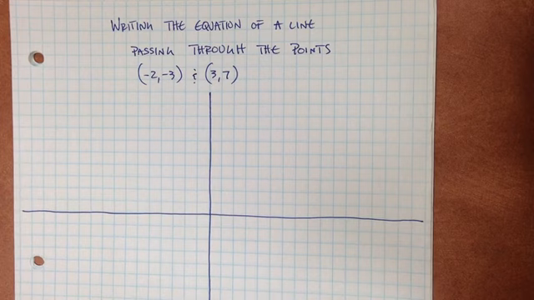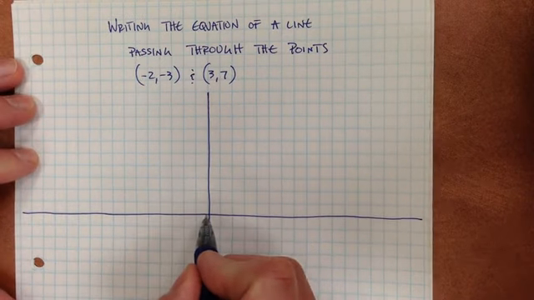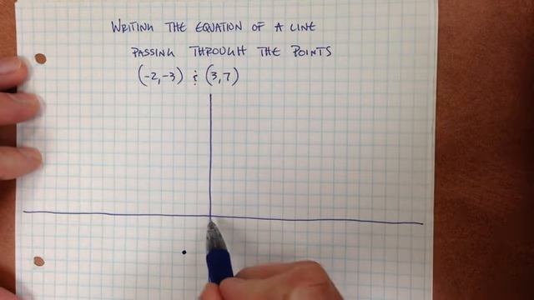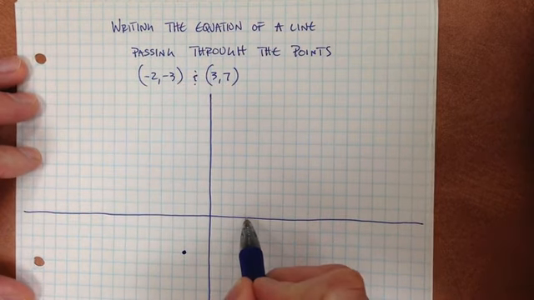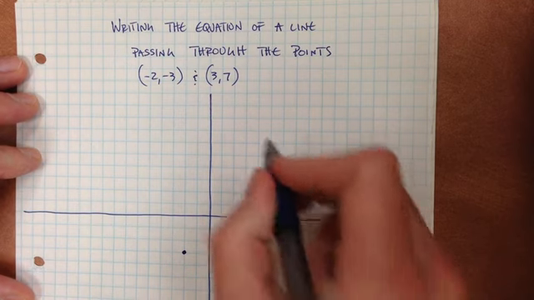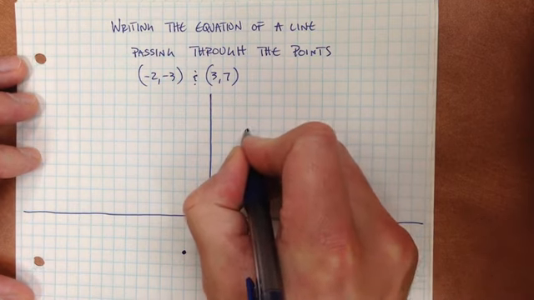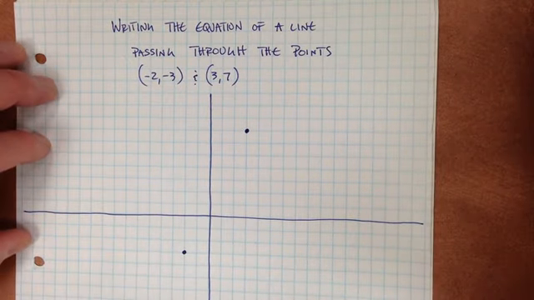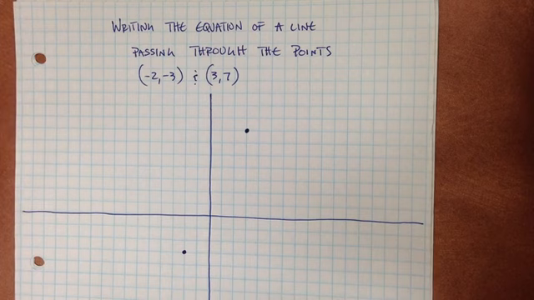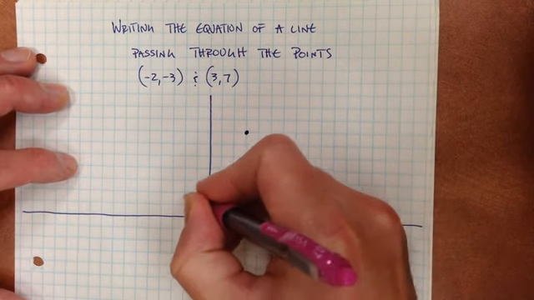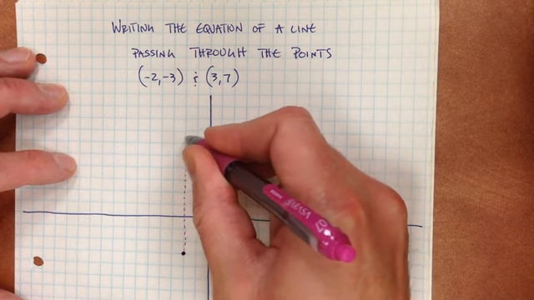graph these 2 points, plot them. So -2, -3, and then we have positive 1, 2, 3, positive 7. 1, 2, 3, 4, 5, 6, 7. There we go. Those are our 2 points. From these 2 points, you can create a right triangle, sometimes referred to as a slope triangle.